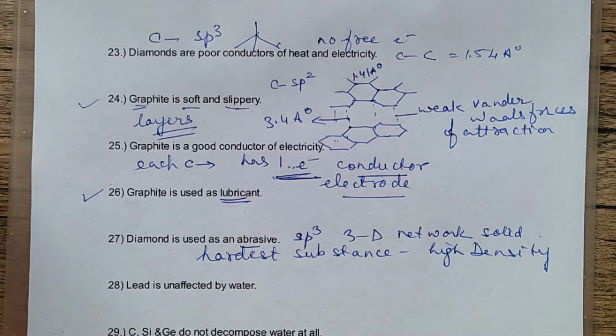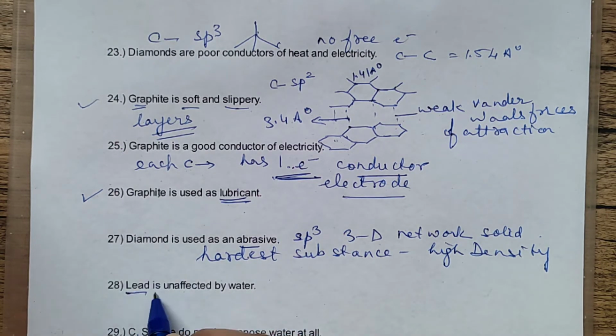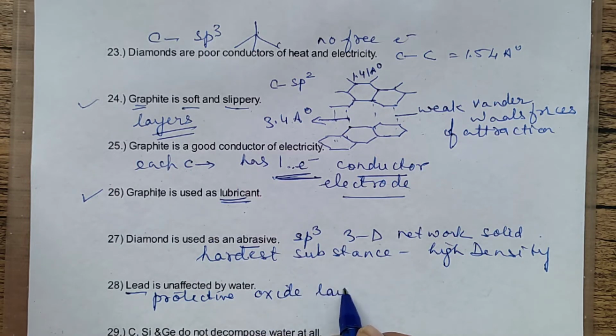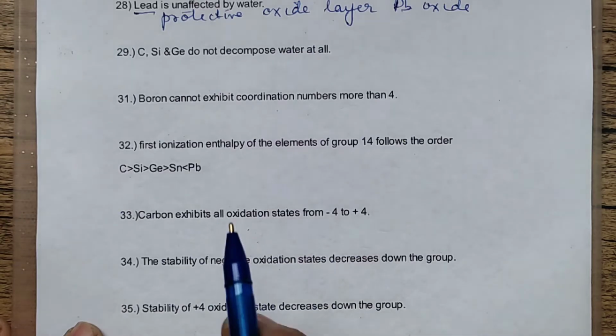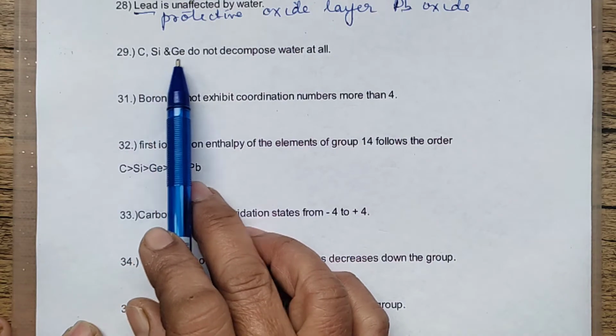The next question says lead is unaffected by water. So for this you will write down lead forms a protective oxide layer around it. Which protective oxide layer is it forming? It is forming lead oxide. So lead oxide is formed around lead, so further reaction will be stopped. A similar property we have studied for beryllium, we have studied for aluminium, and now we are studying for lead. A similar question can be asked with reference to carbon, silicon, germanium.